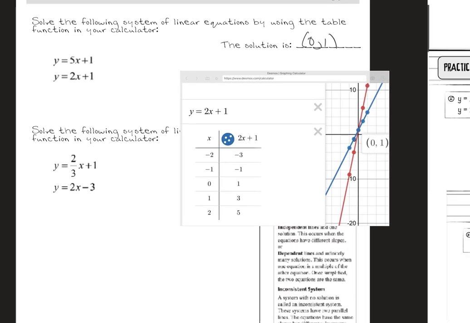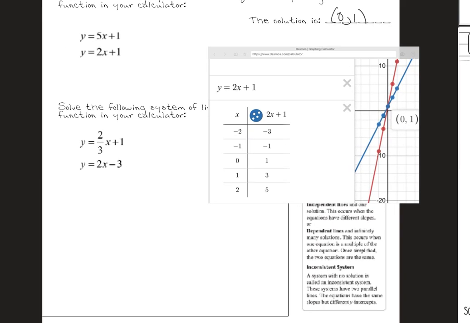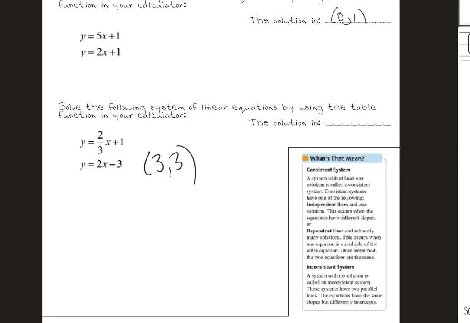If you want to do that next one, I'm just going to let you pause and then you can come back and see if you got the right answer. If you use the table function or the graphing part of the calculator for the second example, your answer should be (3, 3).